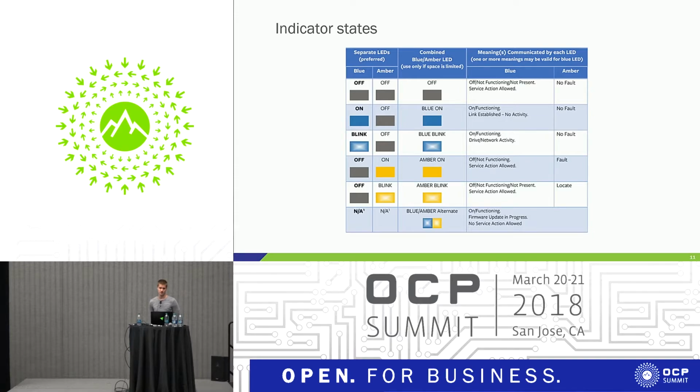So if a service technician is trying to find a particular drive in a service tub, they can go in their device, they can click locate, and then that drive that they're trying to service, whether it be functioning or non-functioning, that'll start to blink amber, and it'll be very apparent.